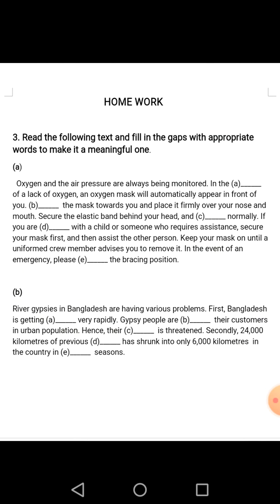Boys, write down all the exercises in your classwork copy and practice accordingly, and write down the answers of these topics. That is question number 3. Fill in the gaps based on text in your homework copy and send the pictures of the homework to my personal WhatsApp number along with your name, roll and section.